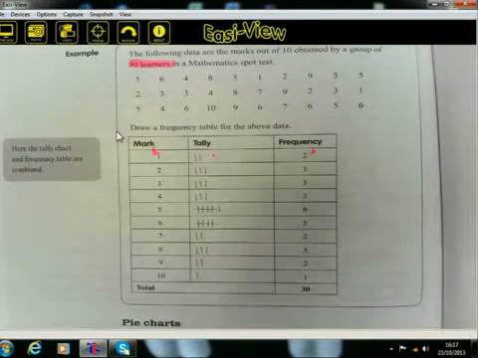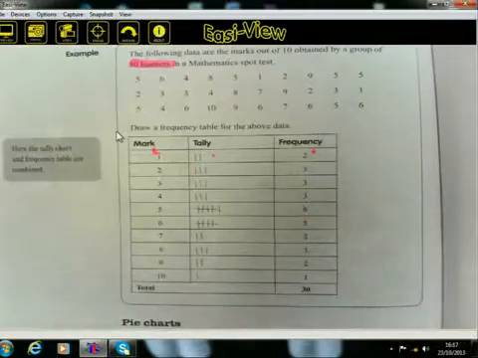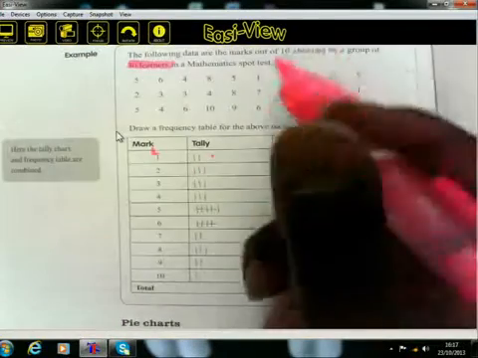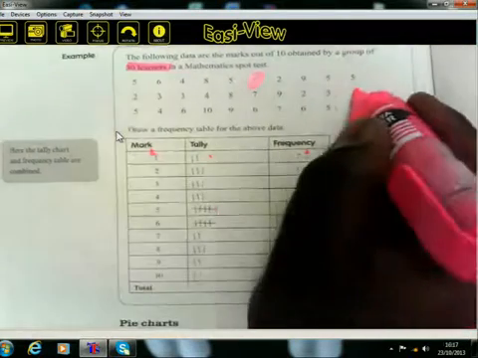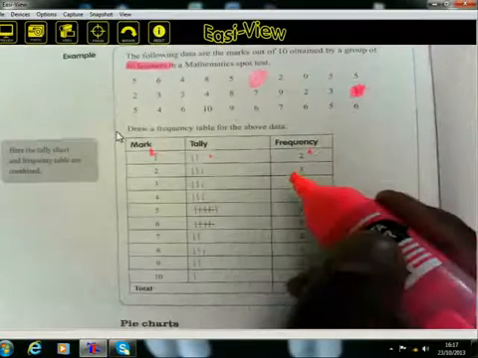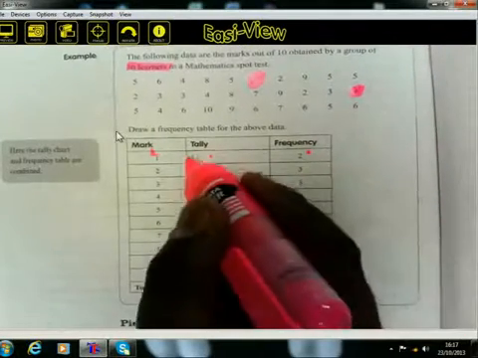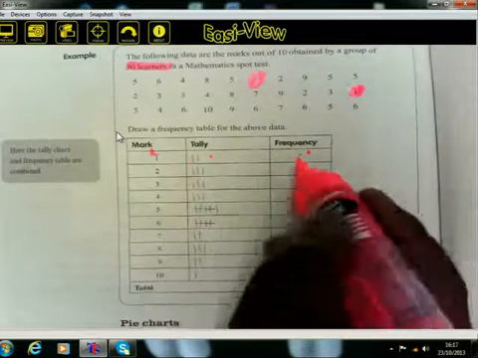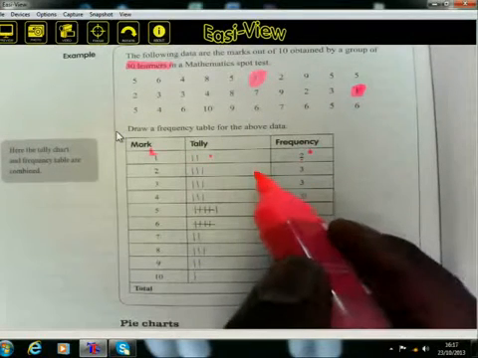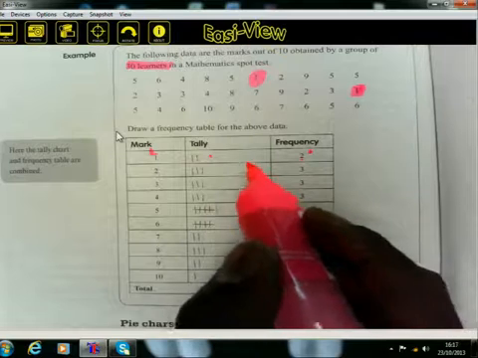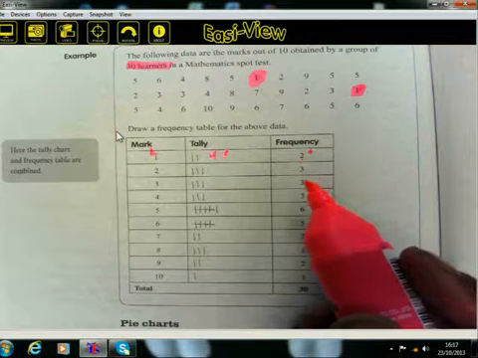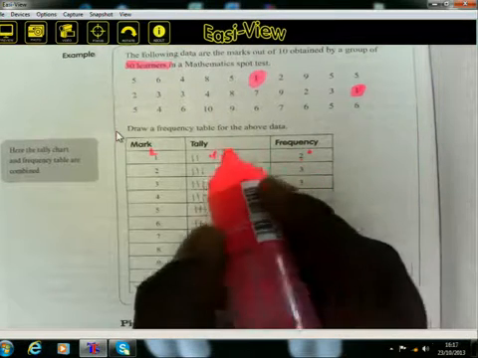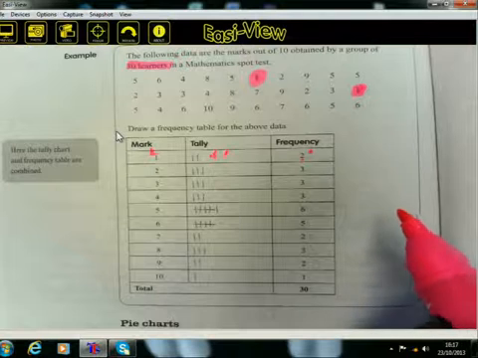Now I'm double checking. How many ones are we having here in this data? Let's check. Here's the first one. Do you see it? Where is the second one? Here is the second one. How many ones are we having? It's 2. Now, how did we write it in the tally section? You make 1, 2 strips. Do you see that? It's 1, 2. Now we go to another one.